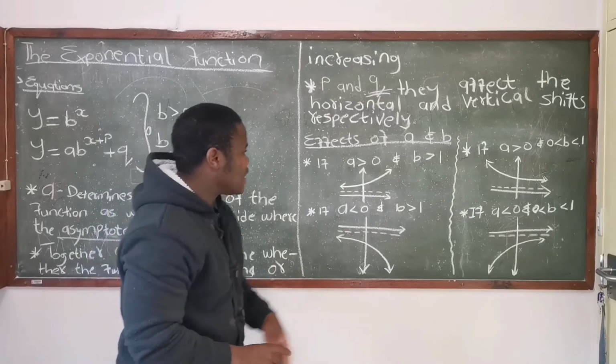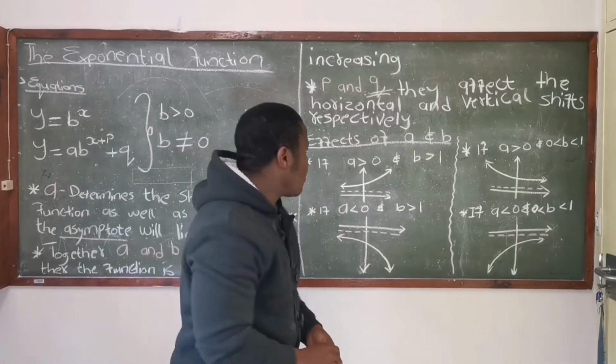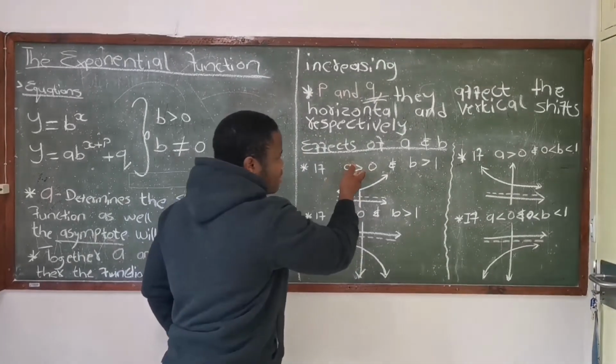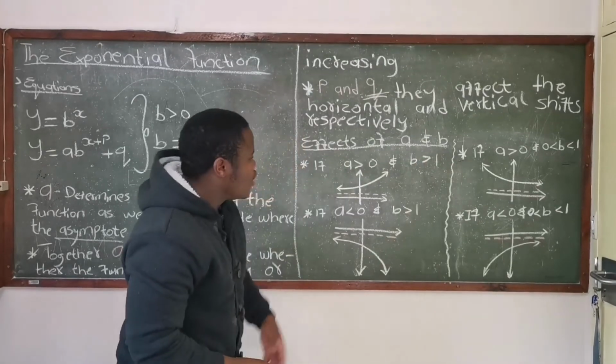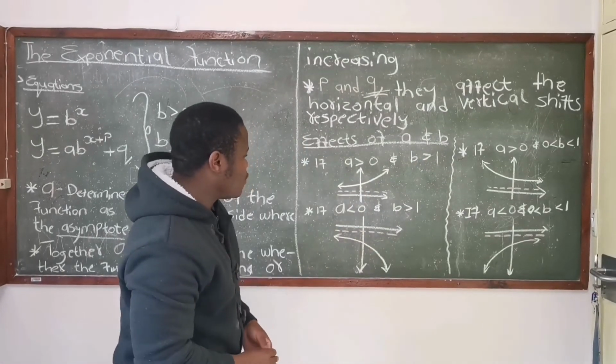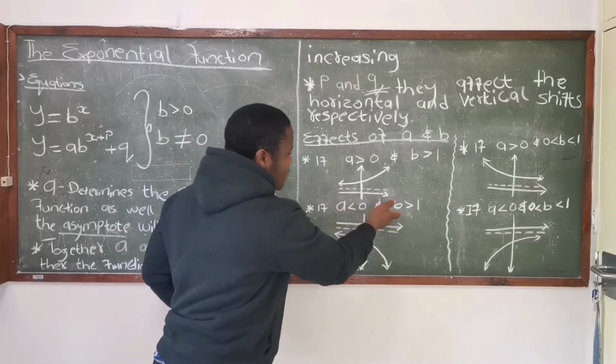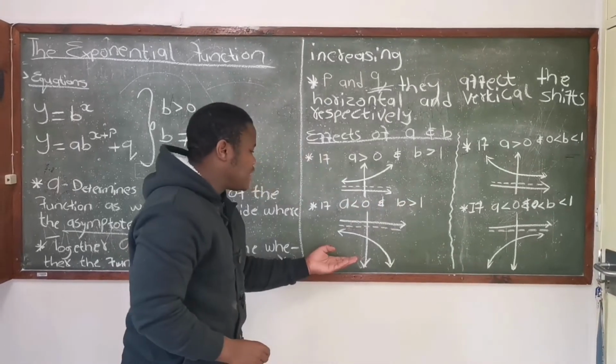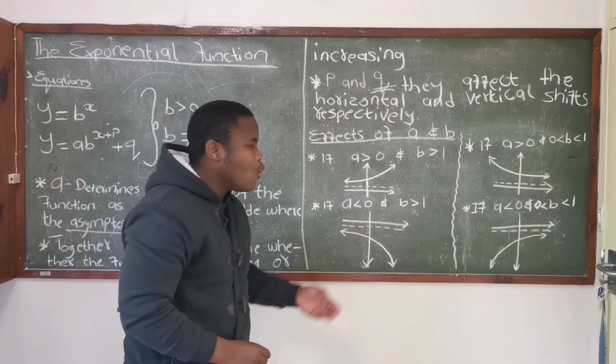In your heart and in your mind that it is always like this, it won't change. So if A is greater than 0, A is positive, and B is greater than 1, your graph will increase above the asymptote. If A is less than 0 and B is still greater than 1, your graph will decrease, but will decrease how? Below the asymptote.